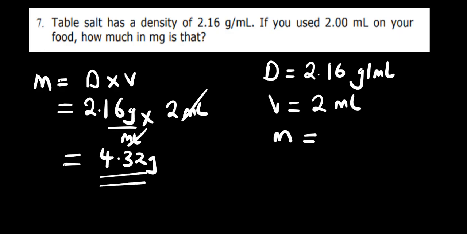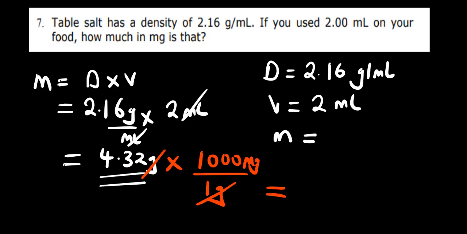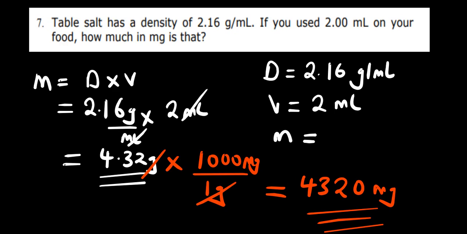Now we found our answer in grams, so our job now is to convert these grams to milligrams. Now you know that 1 gram, milli just means 10 to the power 3, right? So in this case it's going to be 1000 milligrams. If this is our conversion unit, our gram and our gram are going to cancel, and when we multiply, our final answer in terms of milligrams is going to be 4320 milligrams. So that will be our final answer.